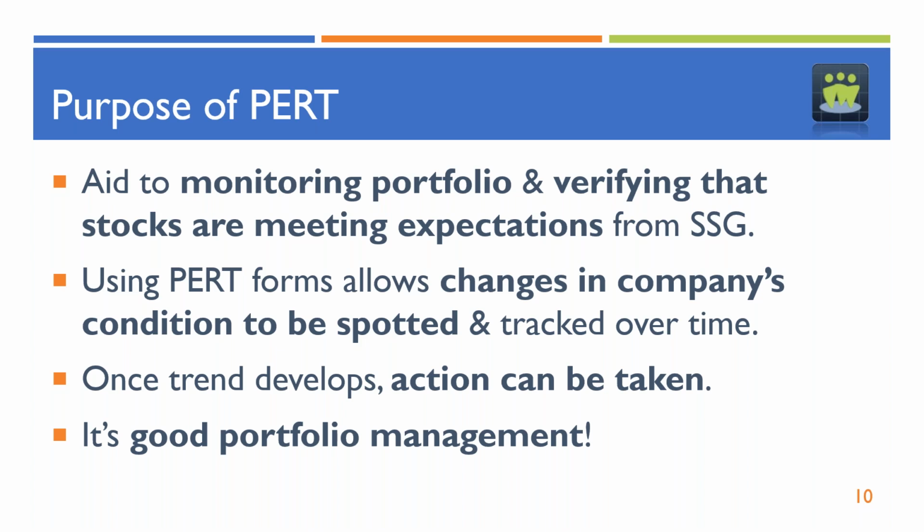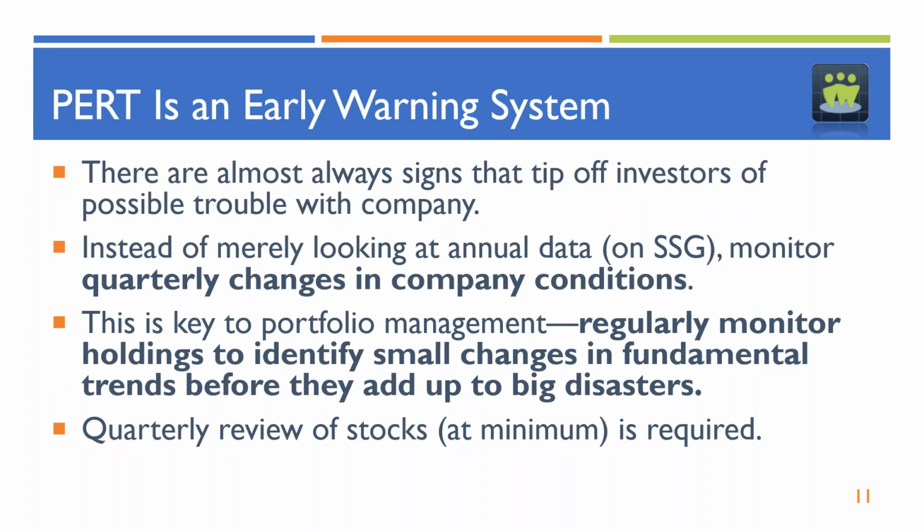Using that PERT form allows you to spot changes in the company's conditions, the fundamentals, and then track them over time. And once a trend develops, especially if it's a negative trend, you can decide to take action. It's simply put, good portfolio management. It helps you focus in on the most important elements of the companies that you own that you should be reviewing on a regular basis. I like to refer to it as an early warning system. Almost every time that there's trouble with a company, if you look back, you will find the signs that you could have seen if you had been watching.